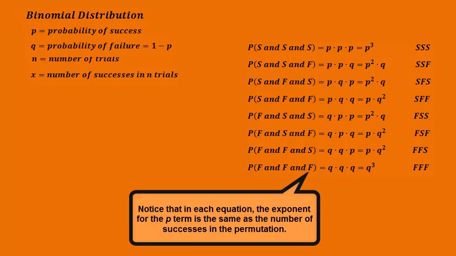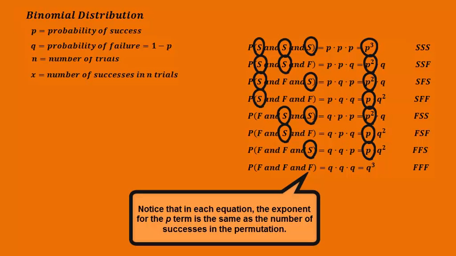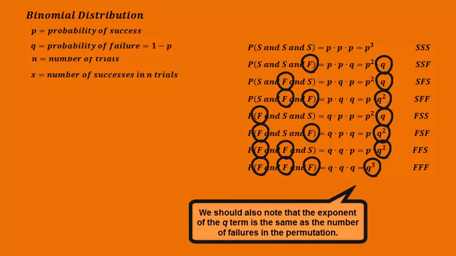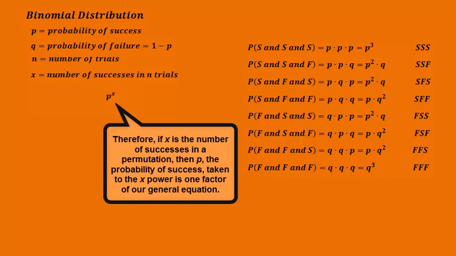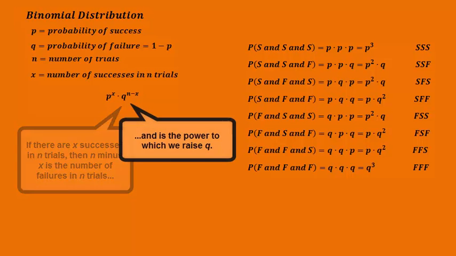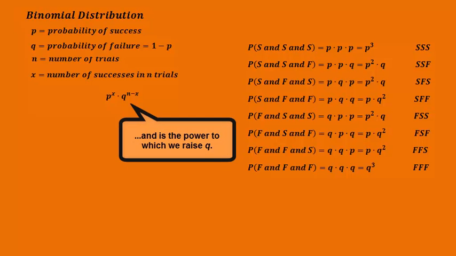Notice that in each equation, the exponent for the P term is the same as the number of successes in the permutation. We should also note that the exponent of the Q term is the same as the number of failures in the permutation. Therefore, if X is the number of successes in a permutation, then P, the probability of success, taken to the X power, is one factor of our general equation. If there are X successes in N trials, then N minus X is the number of failures in N trials, and is the power to which we raise Q.